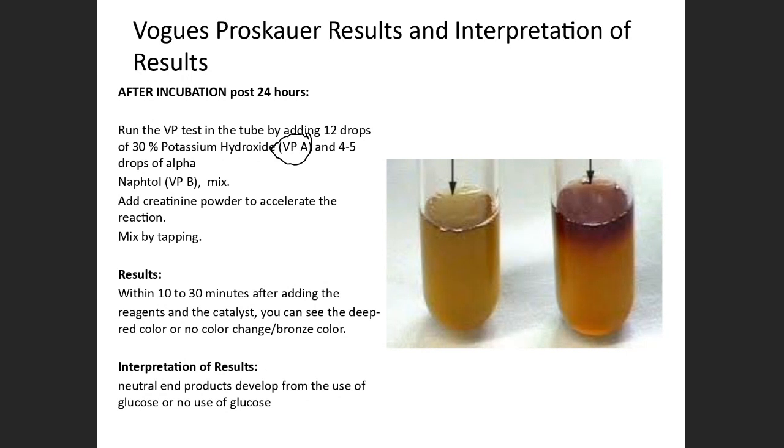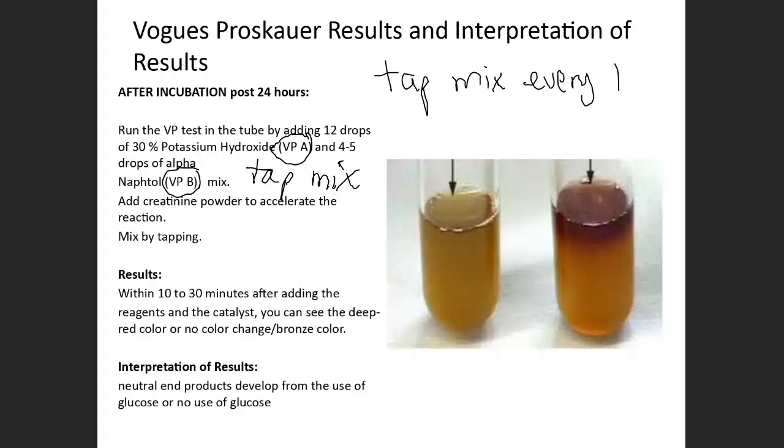And we also add 4 to 5 drops of alpha naphthol, that in the lab we also refer to as BPB. Now you're going to tap mix this. And if you read the lab manual, it tells you that you're going to tap mix those tubes every 10 minutes for 1 hour, because it can take that long for the chemical reaction to take place to detect that acetoin.